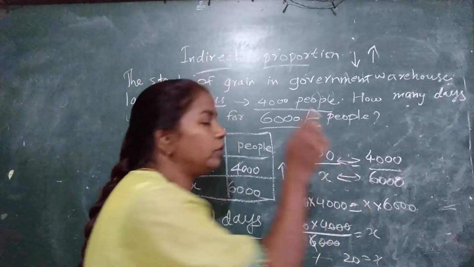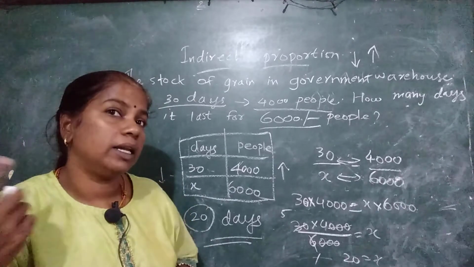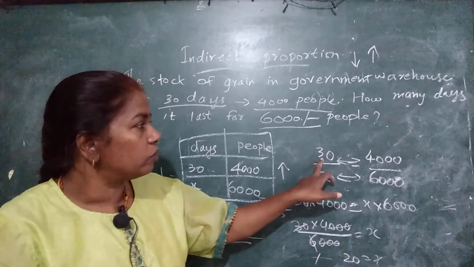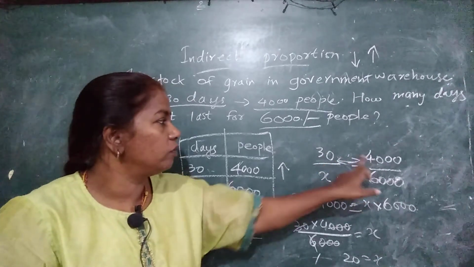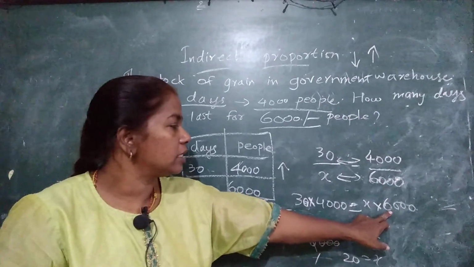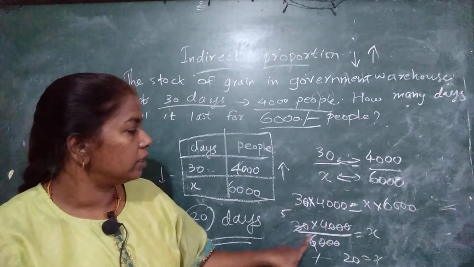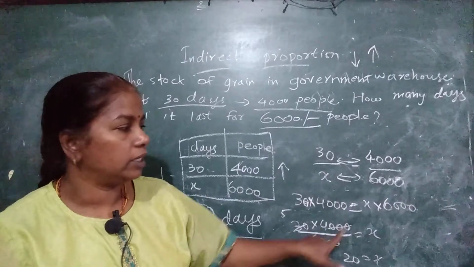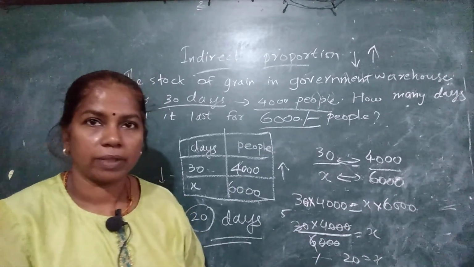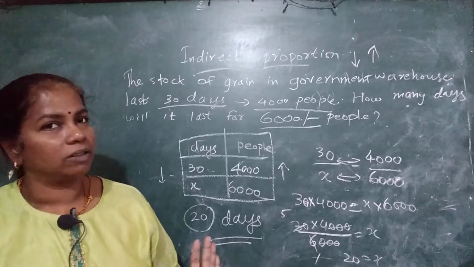Then instead of doing cross multiplication as in direct proportion, I am solving it differently here. So we will multiply in this manner: 30 into 4,000 is equal to x into 6,000. Then 30 multiplied by 4,000 divided by 6,000, I have brought this way. So x is equal to 20. Very simple to understand. Good.